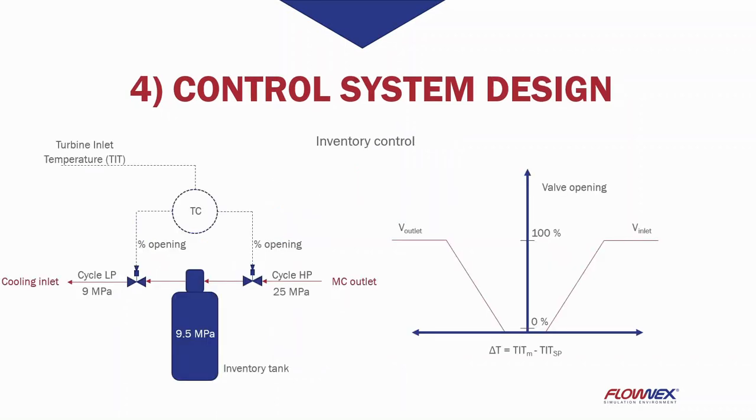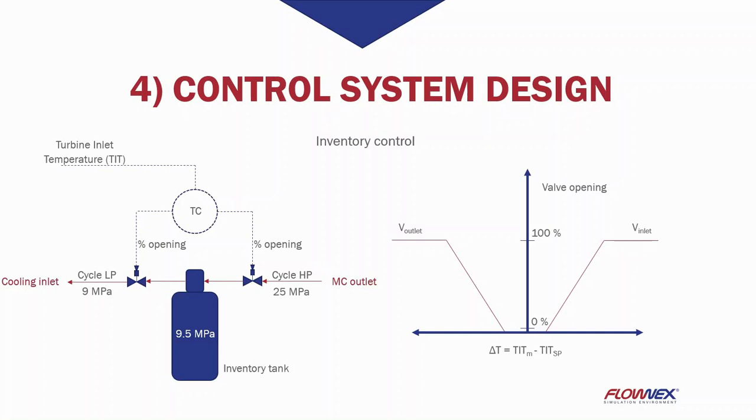In our example, the inventory control tank is at a specified pressure of 9.5 MPa, where the cycle's minimum and maximum pressure is at 9 MPa and 25 MPa. Thus, the inlet valve to the tank is situated just after the main compressor, and the tank outlet valve is situated just after the last recuperator or the cooler inlet. Valves are situated at the inlet and outlet of the tank, which can be opened or closed to increase or decrease the cycle's turbine inlet temperature.